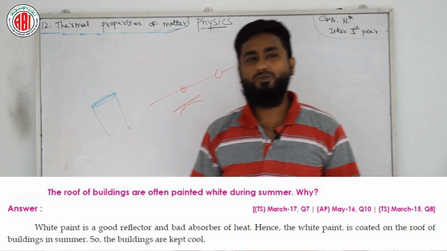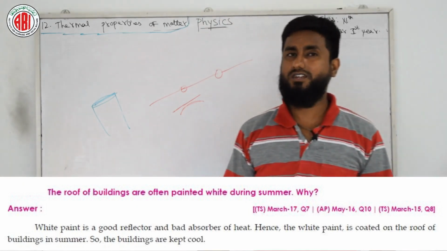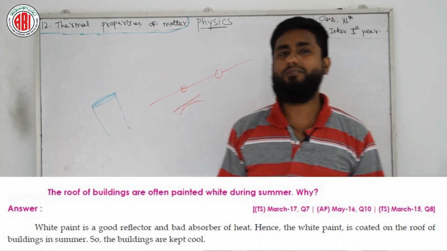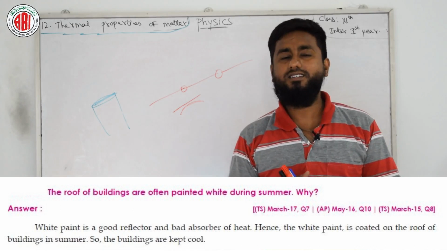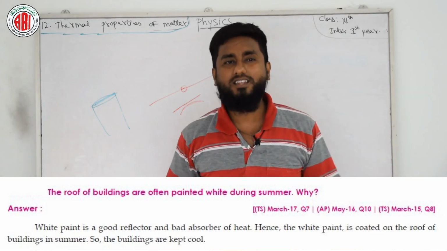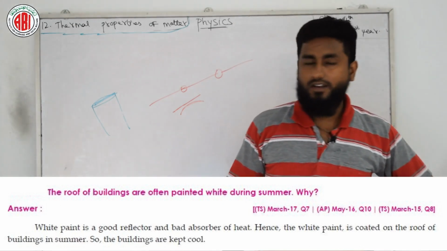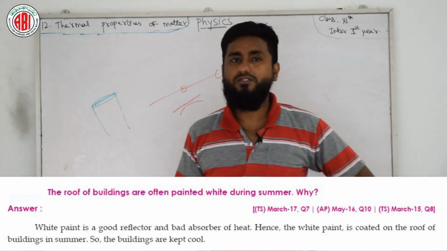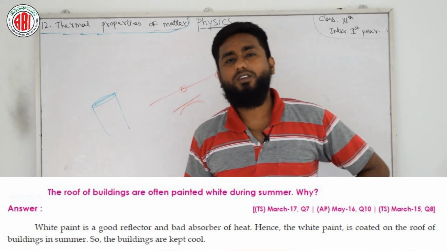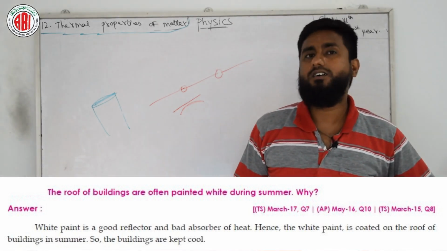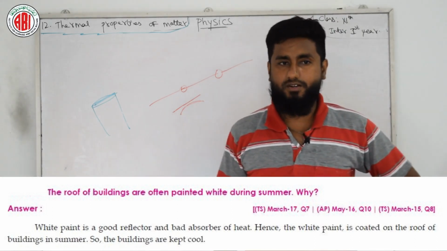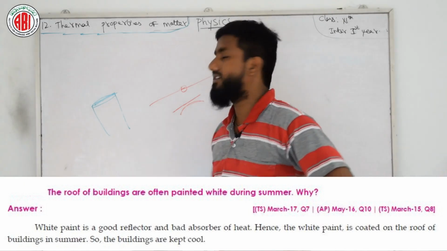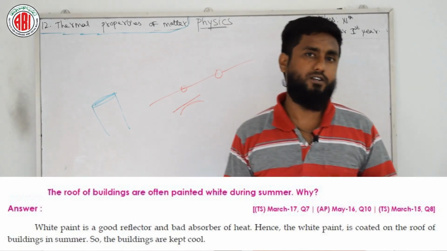White paint is a good reflector and bad absorber of heat. Hence white paint is coated on the roofs of buildings in summer, so the buildings are kept cool. So the reason is that white paint is a good reflector and bad absorber of heat. So we coat the roof with white to keep our building cool in the summer. That's all about our few question and answers related to the very short ones.